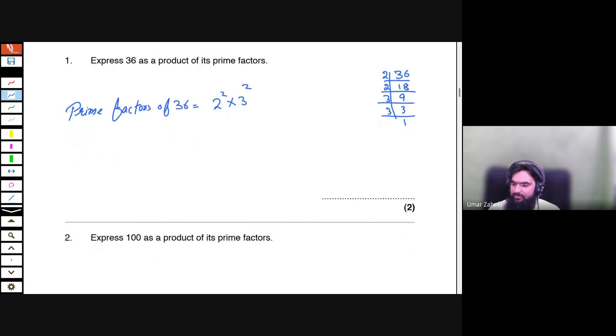We have another way to find the prime factors of 36: we make a T diagram. 36 is divisible by 2, so 2 times 18 is 36. Again, 18 is divisible by 2, so 2 times 9 is 18. Now 9 is divisible by 3, so 3 times 3 is 9. So basically here you get all the prime factors of 36.